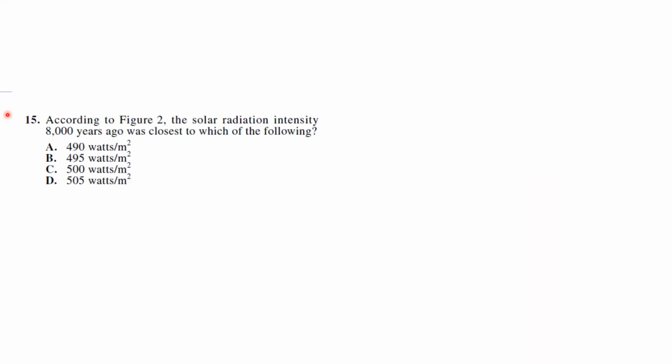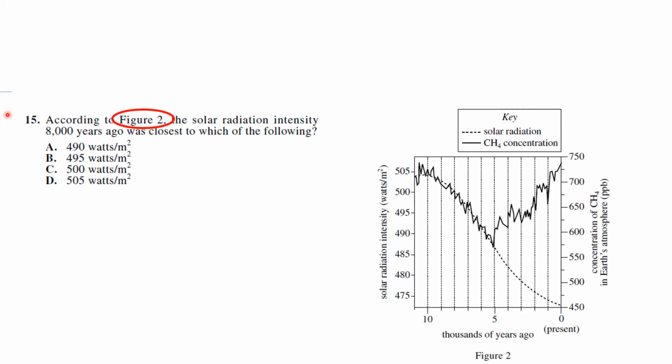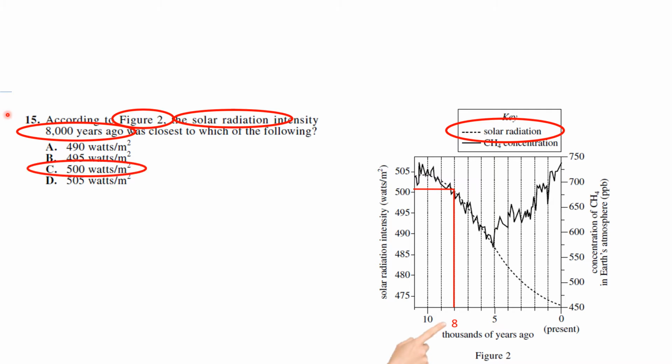According to figure 2, the solar radiation intensity 8,000 years ago. So put your finger on figure 2, find solar radiation. That's going to be the dotted line. Put your finger on 8,000 years. Draw a line straight up until you hit the dotted line of solar radiation and then over. And that's at about 500. So your answer is C.